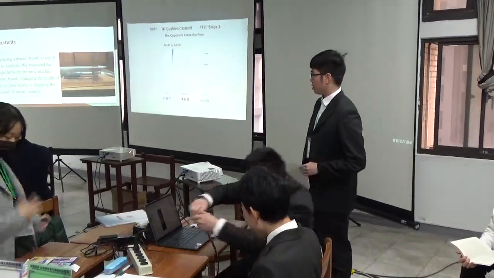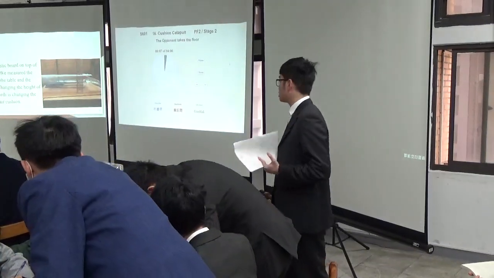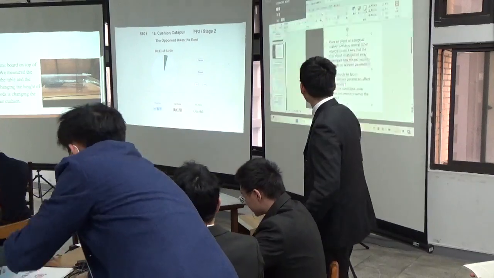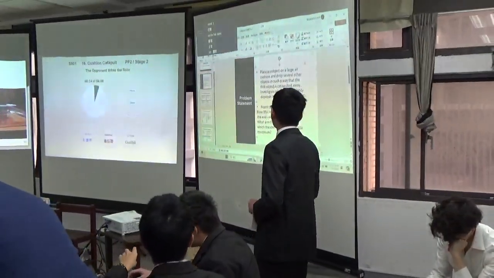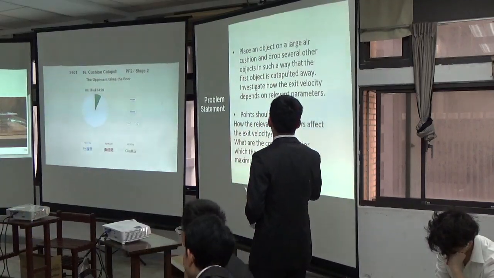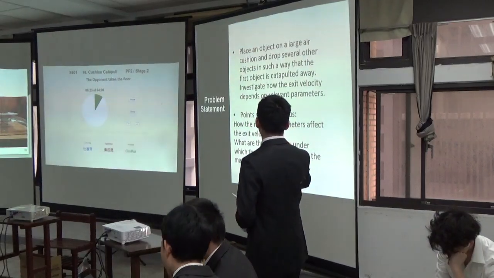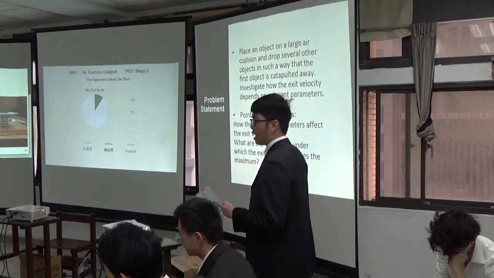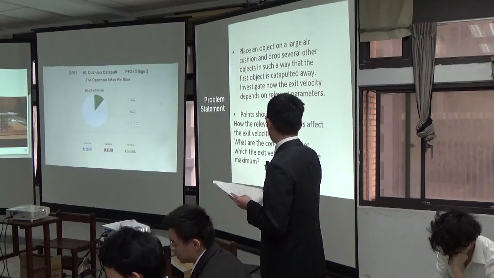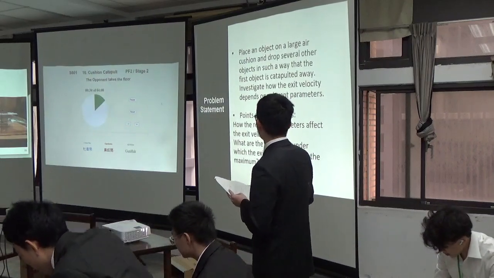And fellow competitors, I'm an opponent from team Our Borrowers. Today I'm going to oppose problem number 16, Quotient Particles. This is the problem statement: place an object on a large area quotient and drop several other objects in such a way that the first object is catapulted away. Investigate how the velocity depends on relevant parameters. The main focus will be how the relevant parameters affect the exit velocity, and under what conditions the exit velocity reaches the maximum.